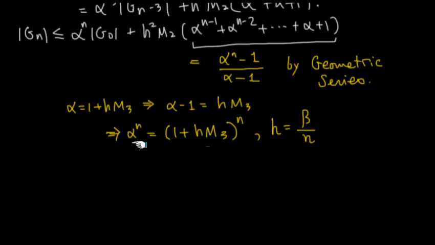Here's the first step toward it. Alpha to the n, alpha is replaced by this 1 plus h m3. What was h? h was this beta, the length of the interval of our problem, 0 to beta, divided by n. And we're increasing this n, therefore h times m3 is approaching 0.